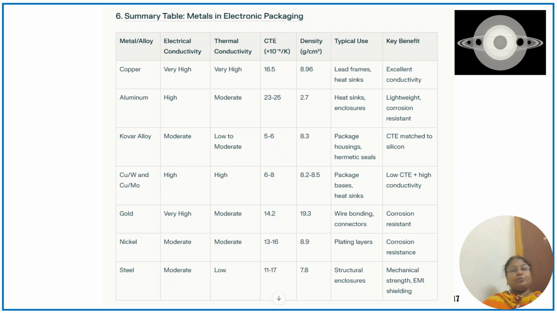In a summary table of metals, copper, aluminium, and copper alloy are moderate materials which can be used for housing, packages, and hermetic sealing. And also gold, nickel, and steel have structural properties and also serve the enclosure part. So it is corrosion resistant. And different parameters have been analyzed: electrical conductivity, thermal conductivity, CTE, density, and the typical use of each and every parameter. So this will give you a summary chart which will help decide which material you can use.